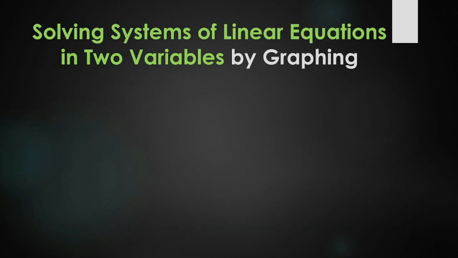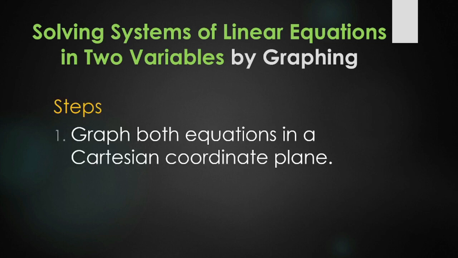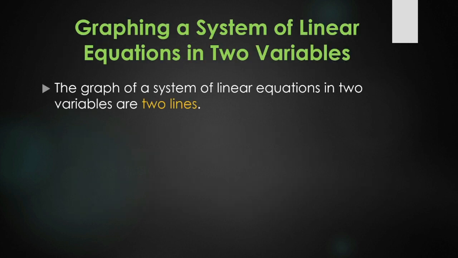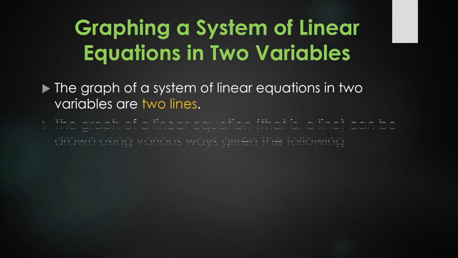Let us now proceed to the first method in solving systems of linear equations, that is, the graphical method. Here are the general steps in graphing systems of linear equations in two variables. The first is graph both equations in a Cartesian coordinate plane. Then, find the point of intersection of the graphs or lines if it exists. Take note that the graph of a system of linear equations in two variables are two lines.